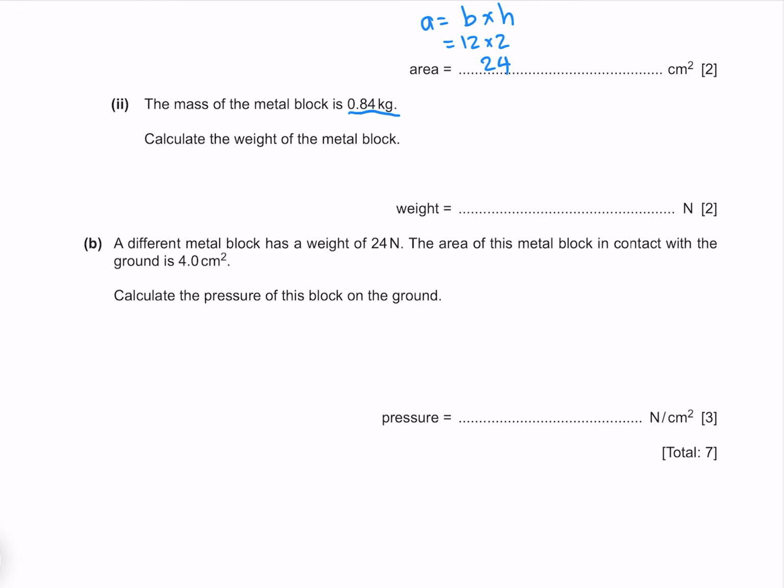Calculate the weight of the metal block. We can calculate the weight force as just the mass times the gravitational acceleration, where our mass is 0.84 and our gravitational acceleration is just 10, given on the front page, which gives us 8.4 newtons.